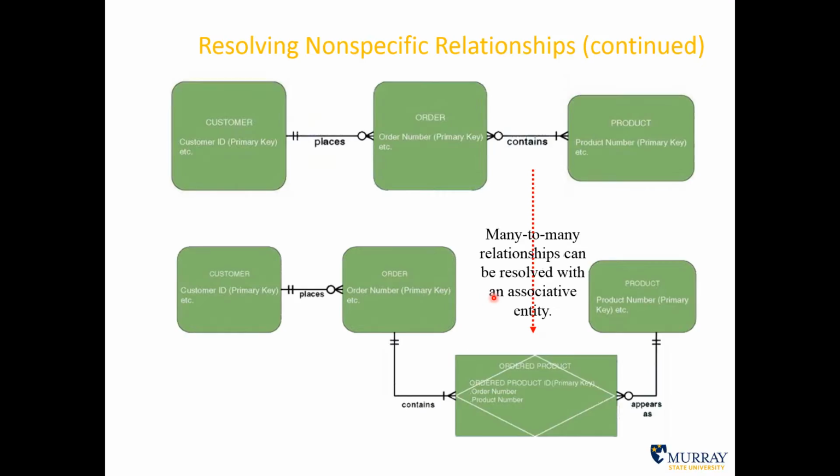So once again, we resolve a many-to-many relationship by introducing an associative entity that would transform this many-to-many relationship into a series of one-to-many relationships. Okay, so that's the solution to the problem of non-specific or many-to-many relationship. Now, I'll show you how this works at the table level.